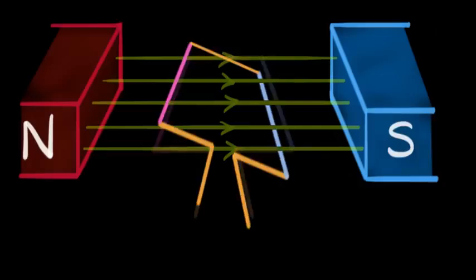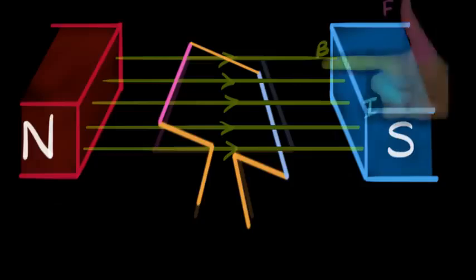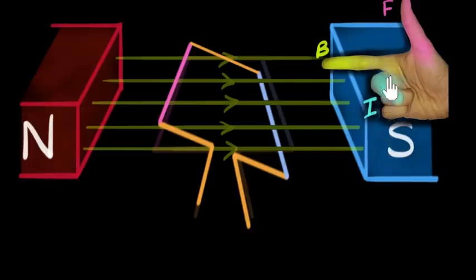Well, we have already learned something called the Fleming's right-hand generator rule, which says you stretch the fingers of your right hand like this, such that they are perpendicular to each other. Then the thumb represents the direction of the motion of the wire. That is the direction in which you're pushing the wire. The forefinger gives us the direction of the magnetic field. Then our middle finger will give us the direction of the current.